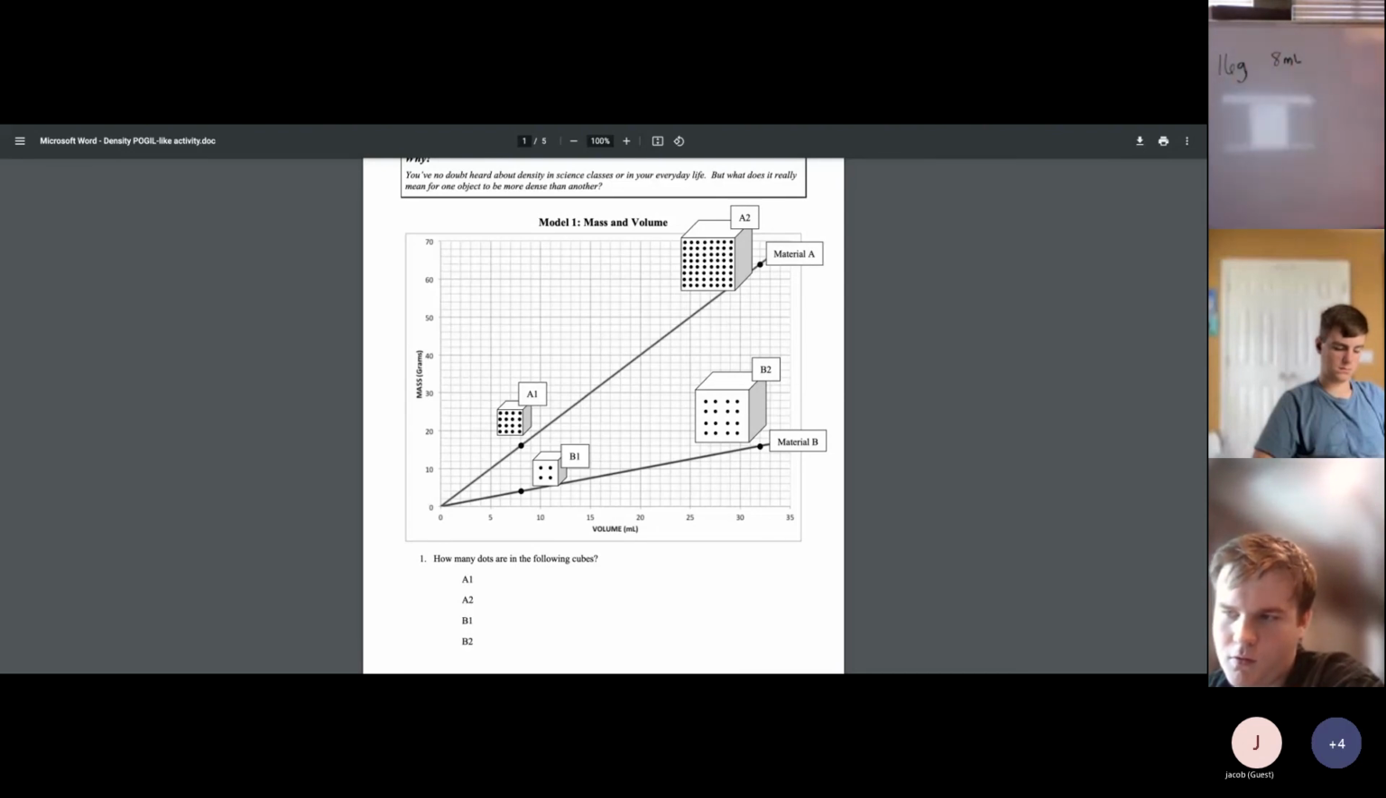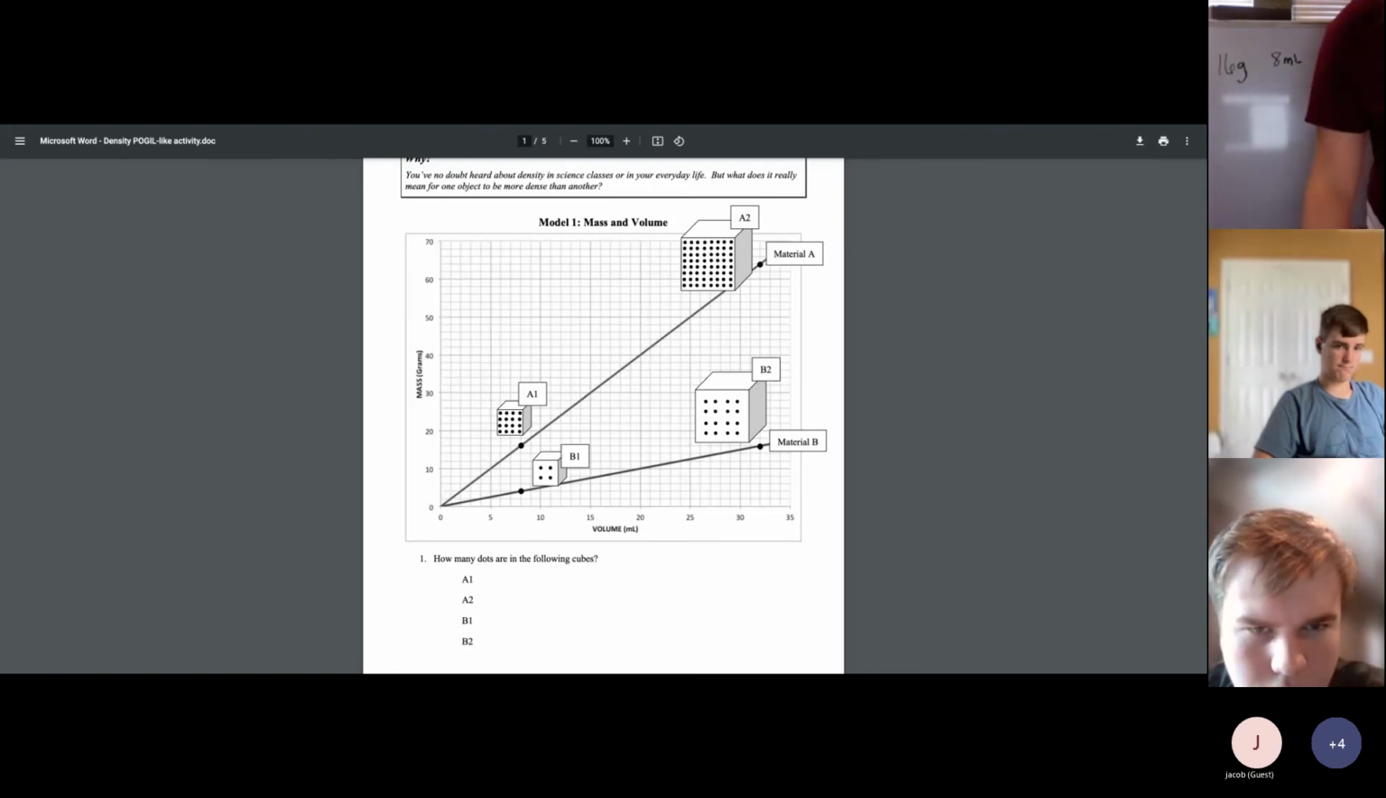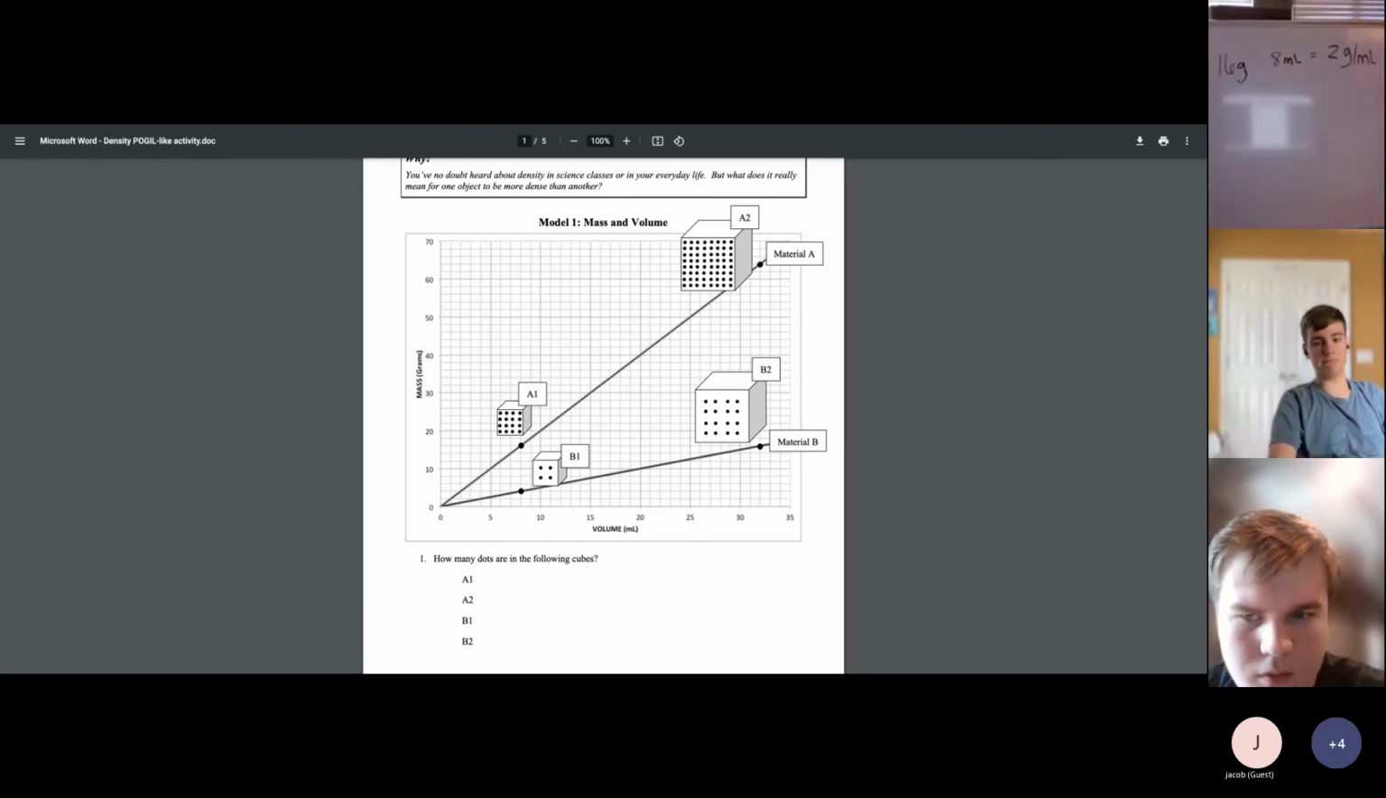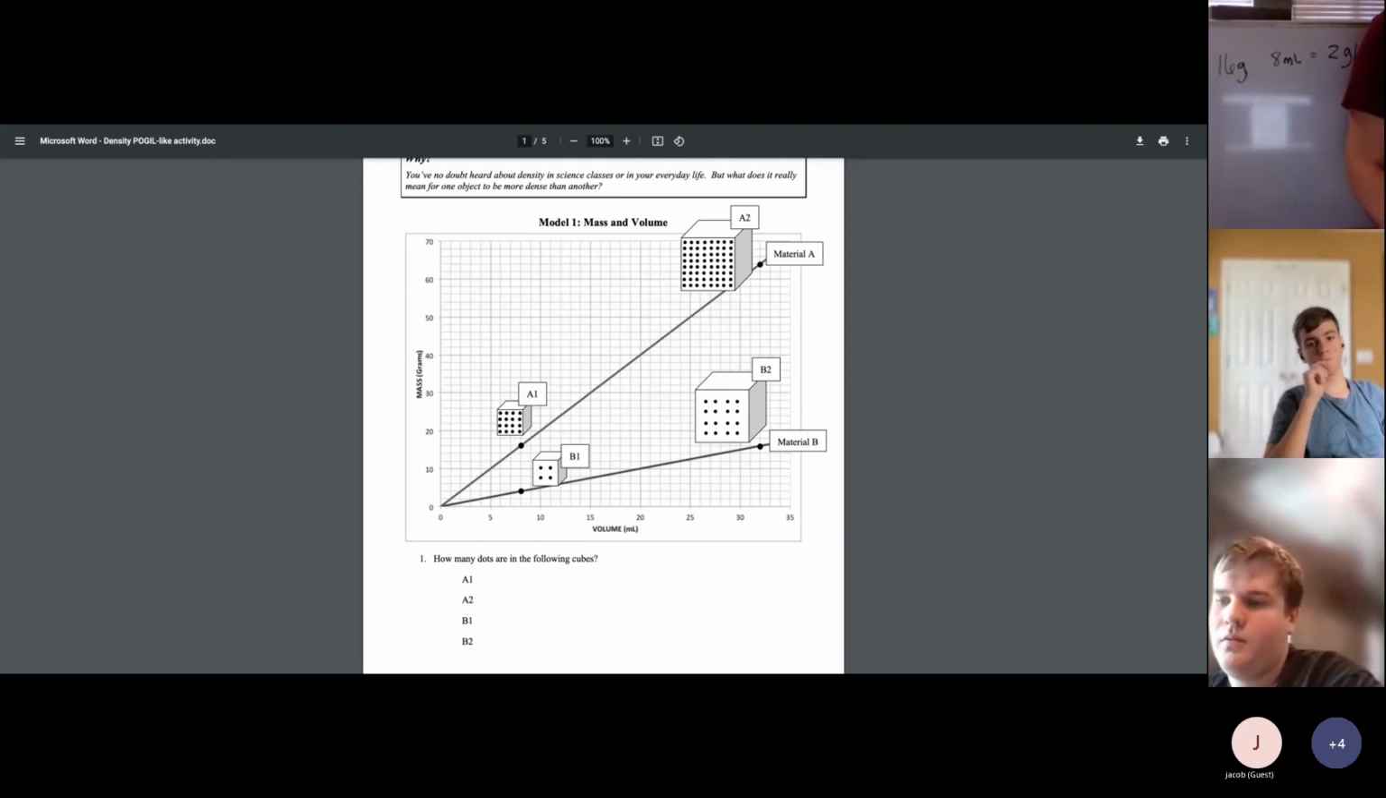What's its density? 2 grams per milliliter. Bingo! Be more confident. 2 grams per milliliter, right? So does anybody off the top of your head know what the density of water is? No, some people do. It's 1, right?